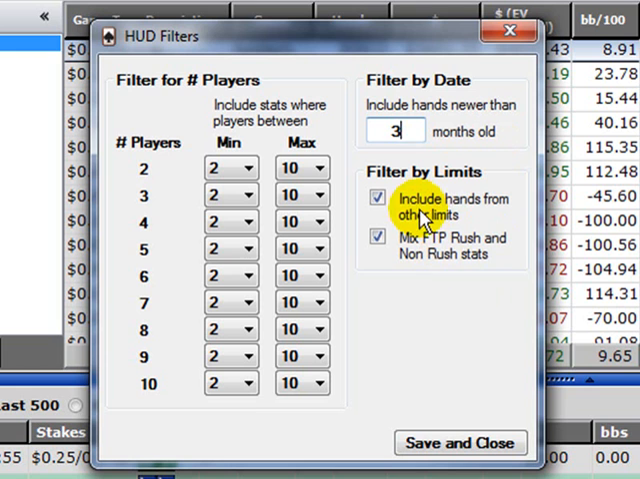The filter by limits, include hands from other limits, is exactly what it says. It includes all the hands that you have on people at the other limits. And then the mixed FTP rush and non-rush stats option allows you to filter out rush hands from normal tables and vice versa.